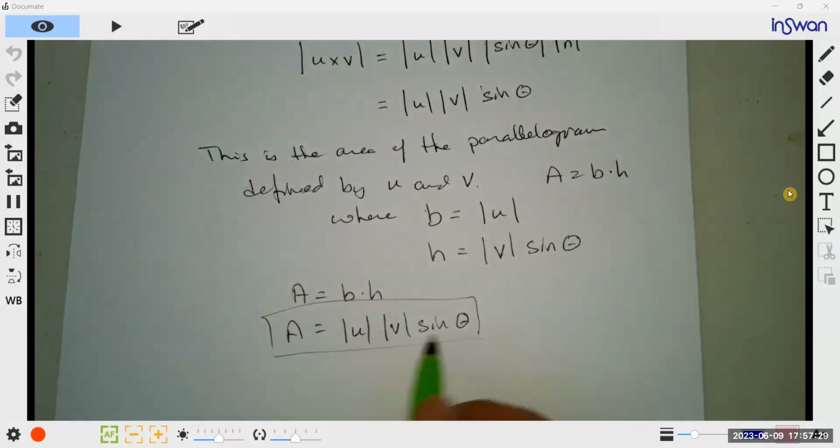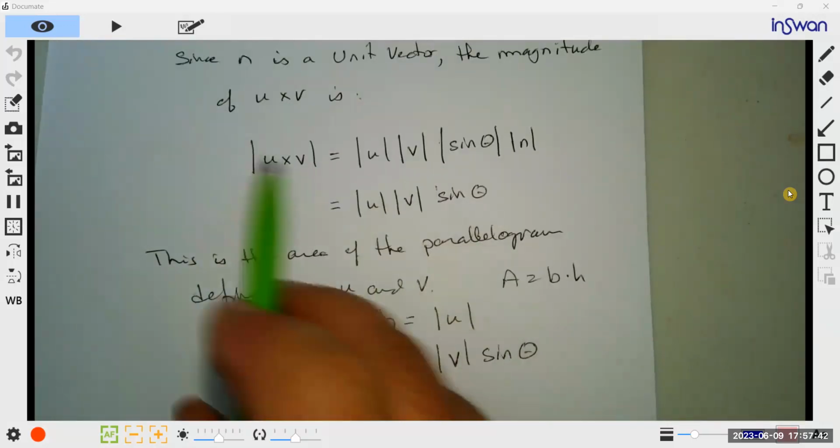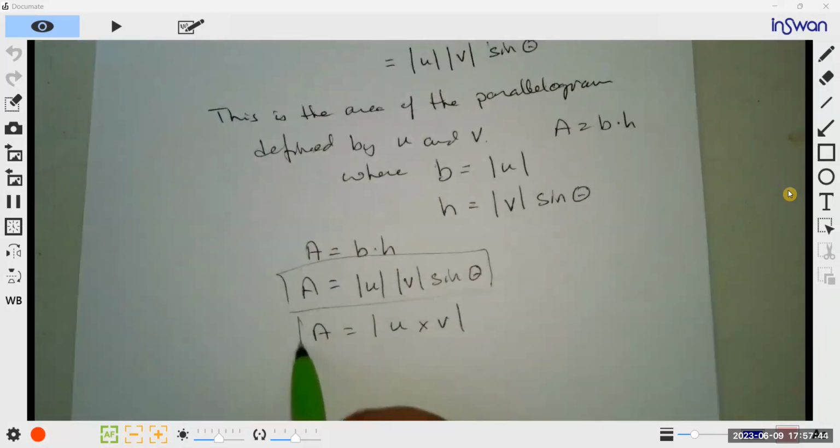So, and this can also be written, since where it came from, as the magnitude of U cross V. So remember, this came from up here, and that's U cross V. So to find the area of a parallelogram, we could take either of those equations.